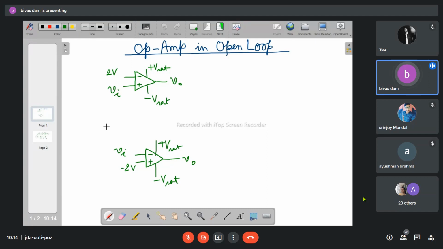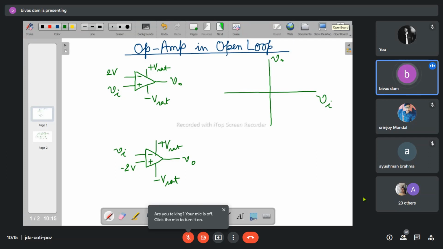Now I have given two circuits. In the first one, the input voltage is connected to the non-inverting input terminal, and 2 volt DC is connected to the inverting input terminal. Your task is to draw the transfer characteristics. You please try to draw it yourself. I'll give you 1 or 2 minutes time, and then I'll draw, so that you can verify whether you have done correctly or not.